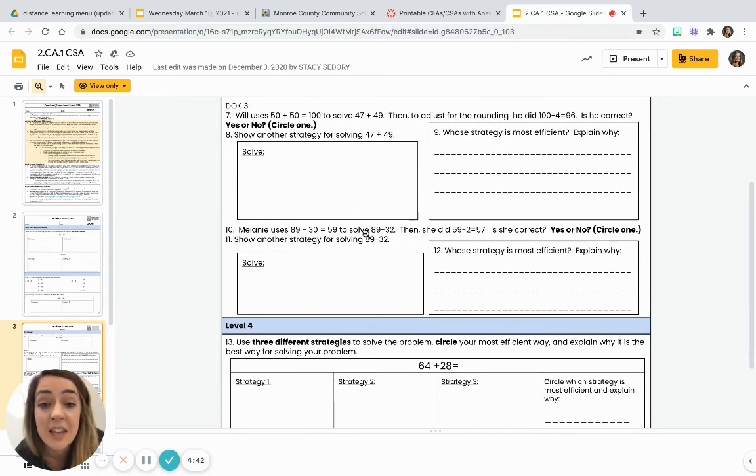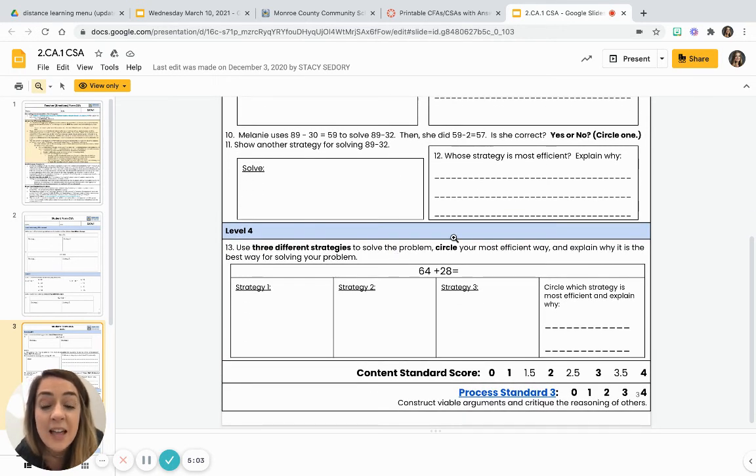Then same thing with this. It's asking a bunch of questions. It's talking about what Melanie is doing. I just want you to take 89 minus 32 and show me one of your strategies that you would solve. Okay, 89 minus 32.